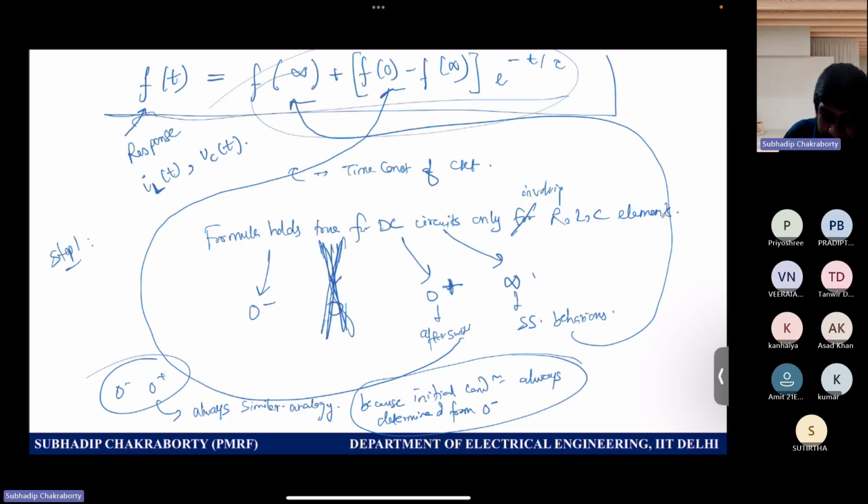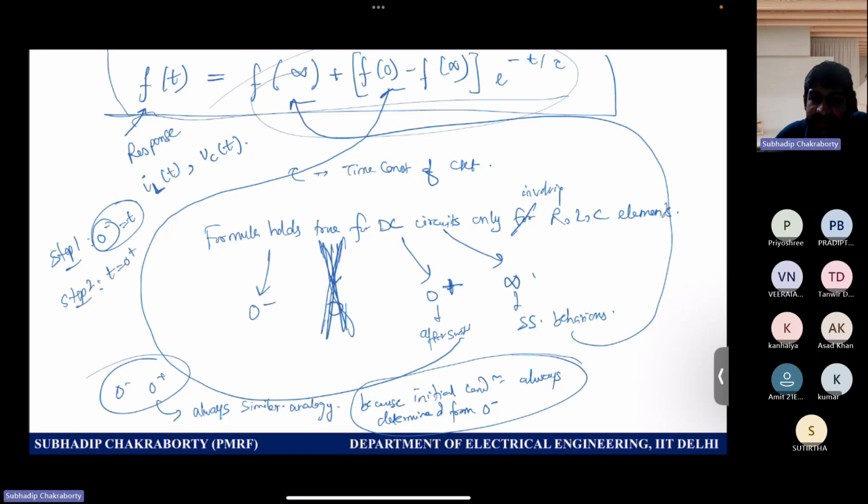The formula looks easy, but the 3 steps also need to be followed correctly. Step 1, 0 minus, the initial behavior of the circuit. You draw the circuit at 0 minus and analyze, and plug in the parameter values here. Then step 2, t equal to 0 plus.